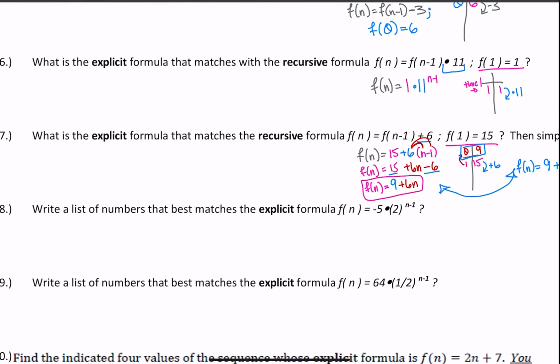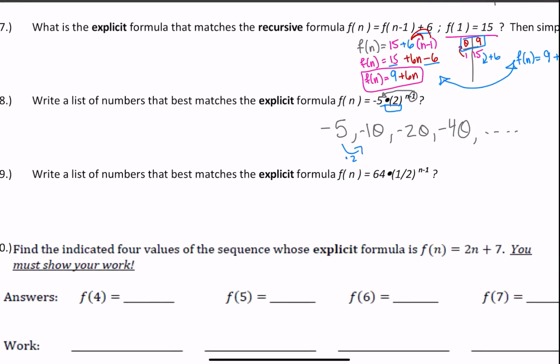18, we're going to write a list of numbers that best matches the explicit. Well, this is saying f of n is equal to negative 5 times 2 to the n minus 1. Well, because of this, this is saying, hey, my first number is negative 5. This is telling me to multiply by 2. So what's negative 5 times 2? That's negative 10. Negative 10 times 2 is negative 20. Negative 20 times 2 is negative 40. And you can keep going forever, but we're just going to stop right there. Okay.